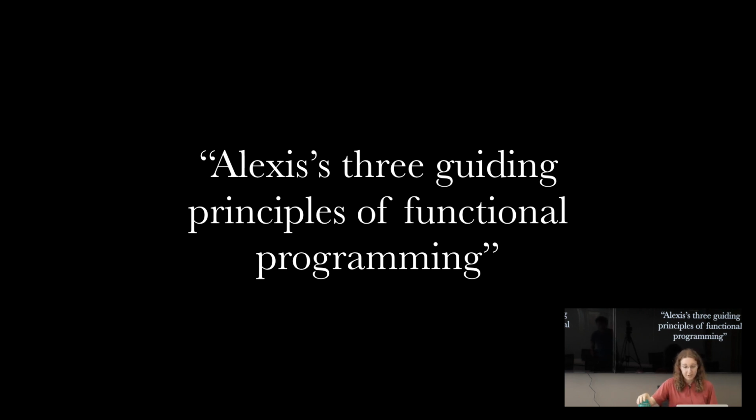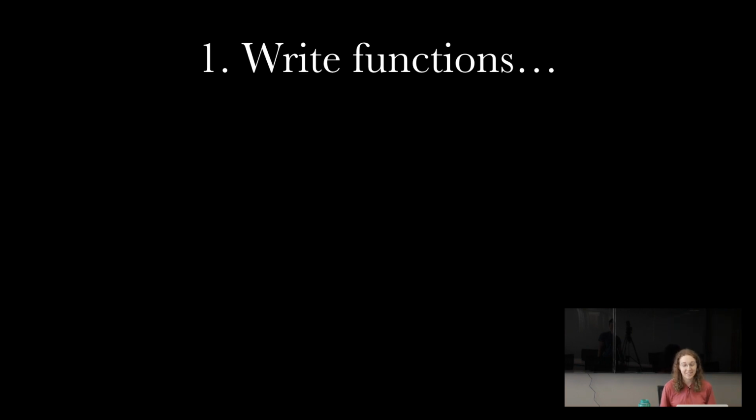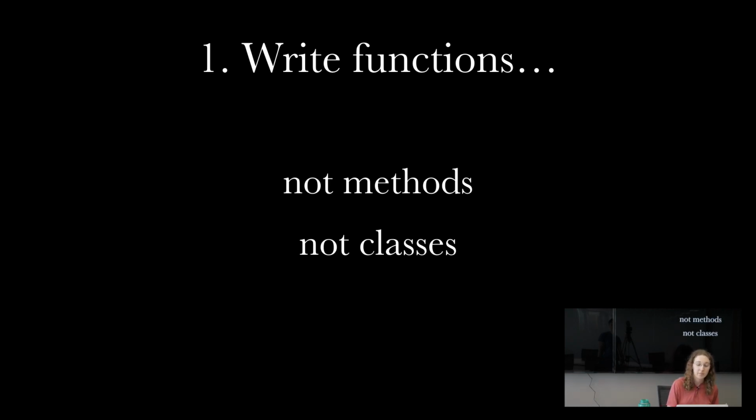It's a good question. All right, so three principles of functional programming. My first one's going to sound really silly. It's going to sound really obvious. But my first principle is literally just write functions. And it's going to sound really dumb. Obviously, if you're going to do functional programming, you need to write functions. But I specifically say functions, and I mean not methods, not classes, not procedures.